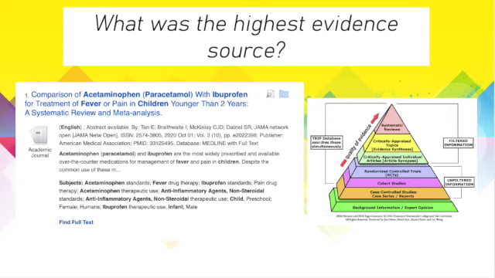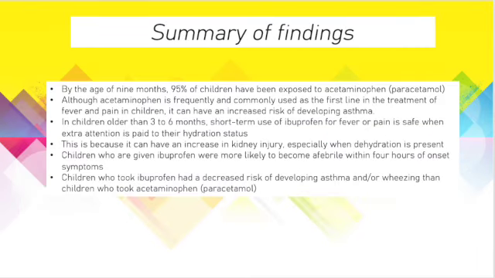Systematic reviews are the highest level of evidence because they are based on the findings of several research studies found through a thorough systematic literature search. The key findings from this source include: by the age of 9 months, 95% of children have been exposed to acetaminophen paracetamol.